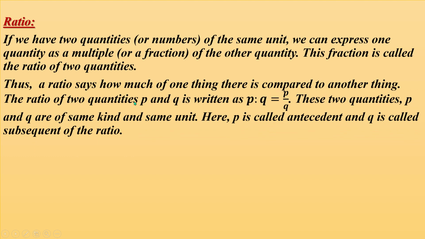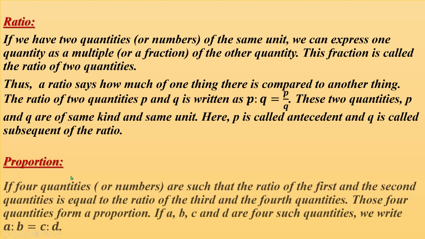The ratio of two quantities P and Q is written as P ratio Q. This is equal to P divided by Q. These two quantities P and Q are of the same kind and same unit. Here P is called the antecedent and Q is called the subsequent of the ratio.